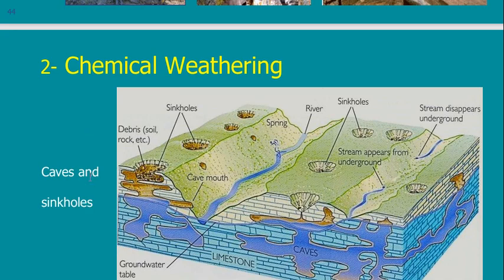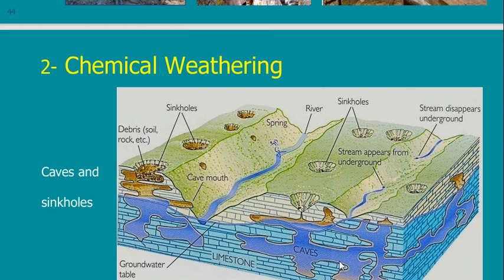Chemical weathering. In some types of rock, they are affected by the effect of water. Water, with time, changes to be a little bit acidic, minor acidity, but it is enough to initiate a reaction between water and the rock, and to cause the rock to be weathered from inside, or disintegrated from inside, resulting in caves and so on, and sinkholes.